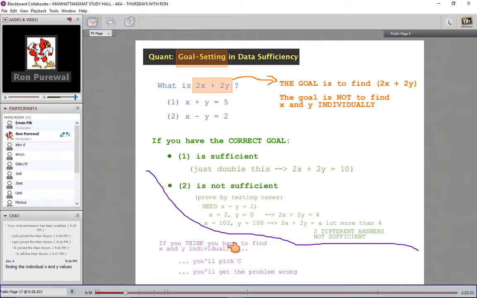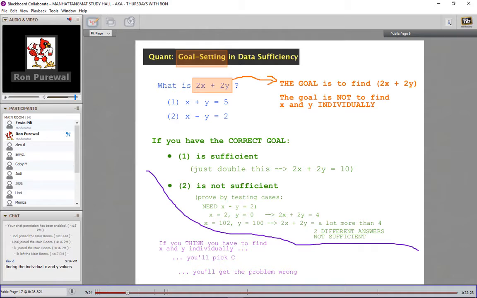Your reasoning goes wrong as soon as you think that. It's like before you even start doing the work, right? If you look at this and you think, I need to find x and I need to find y, you're gone. Before you even start doing the problem, it's like pre-order incorrect before incorrect is even in stores. It's already incorrect. This is actually why they invented data sufficiency.